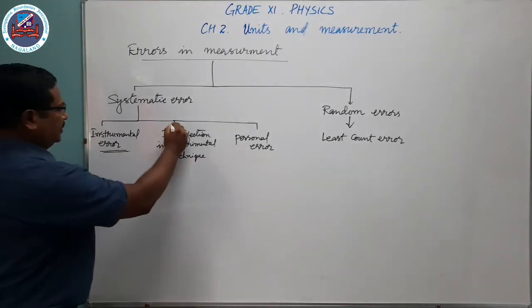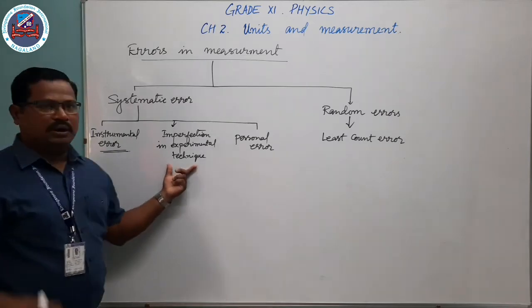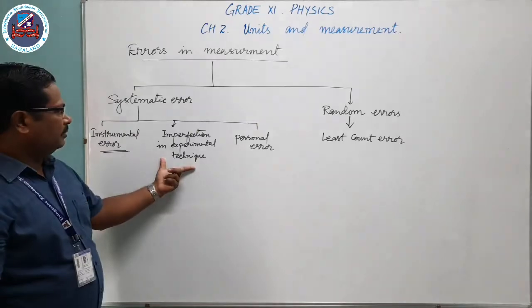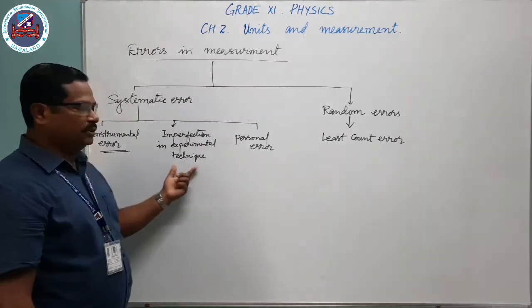The second error is imperfection in experimental technique. Suppose a person does not know how to carry out the experiment, then this type of error will occur. There is imperfection in experimental observation or technique.